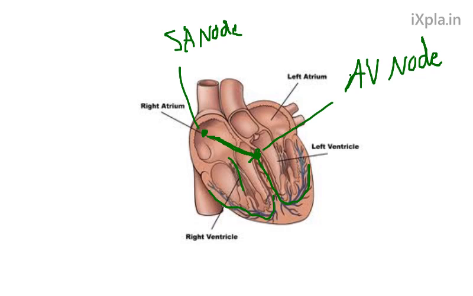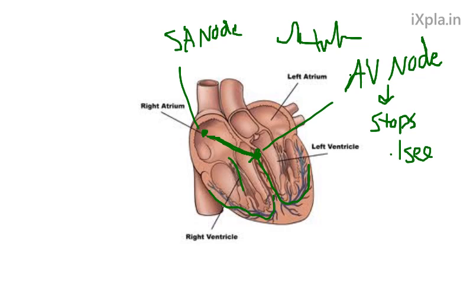Now, the reason why there's a little pause after the P wave, right here, is because once the signal reaches the AV node, it actually stops the signal for a split second. It stops the signal for about 0.1 seconds. It's a very short time, but it's very important why it stops it.